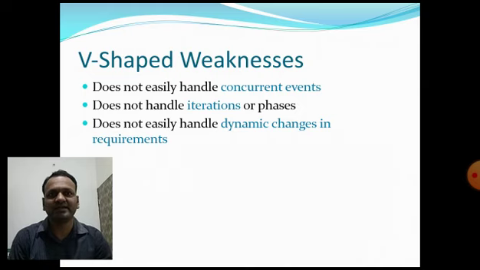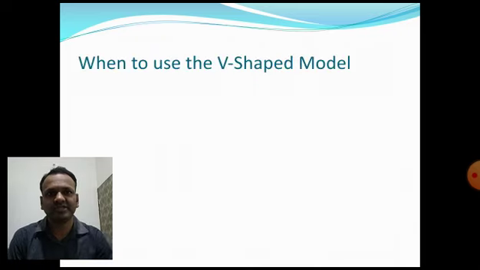It does not easily handle concurrent events, does not handle iteration of phases, and does not easily handle dynamic changes in the requirements. Because if a number of iterative phases occur in the V-shaped model, then it will be very difficult to handle them. If some dynamic changes are given by the client or end user, then it will be very difficult to handle that particular client's requirements. Those are the weaknesses of the V-shaped model.